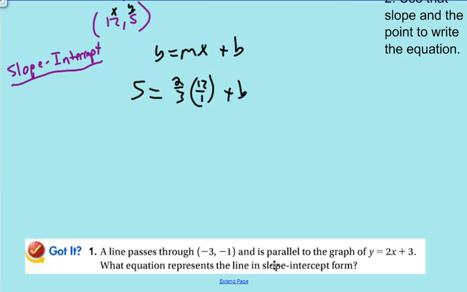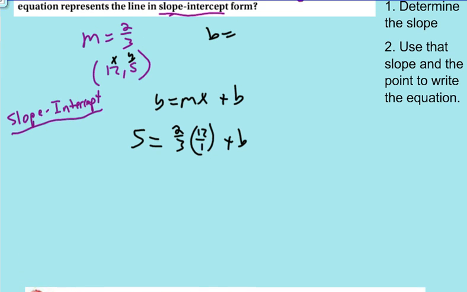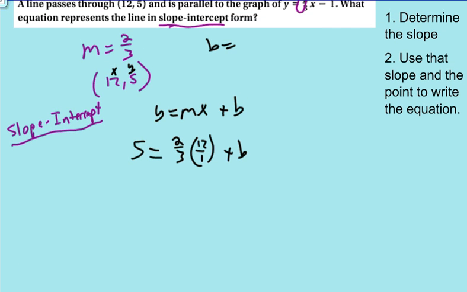Alright, continuing on, this is going to be 5 is equal to, let's multiply this across. We have 24, actually we'll go like this. This is going to be 24 over 3, which is equal to 8, or 8 over 1. So I'm going to plug in 8 right here, because that is 8. We simplify that, that's 8, and plus b.